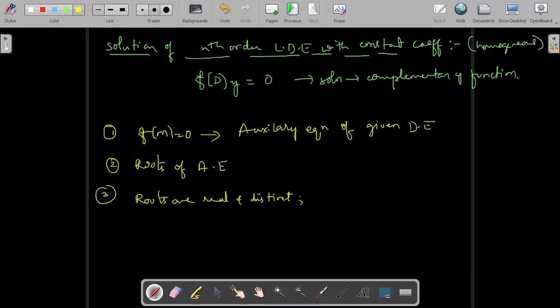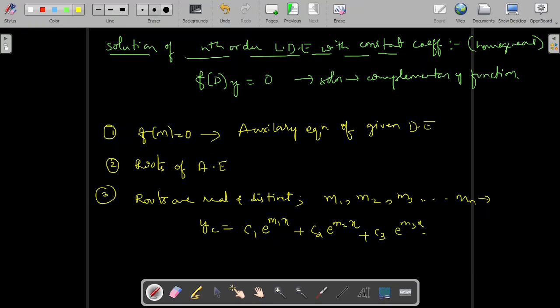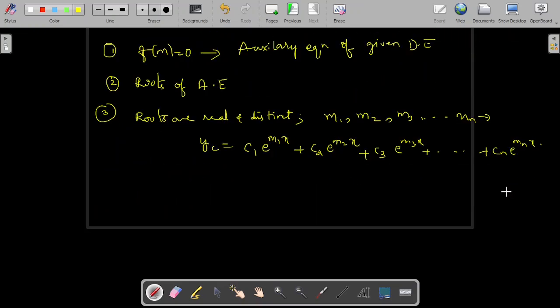then the complementary function is given by, suppose you have an nth order linear differential equation, so the auxiliary equation will be an nth order polynomial, due to which you will have n roots. So suppose m1, m2, m3, and so on up to mn are the n distinct roots of that auxiliary equation. In that case, the complementary function is written as c1 e power m1x plus c2 e power m2x plus c3 e power m3x plus so on up to cn e power mnx. This is how to write the complementary function when roots are real and distinct.